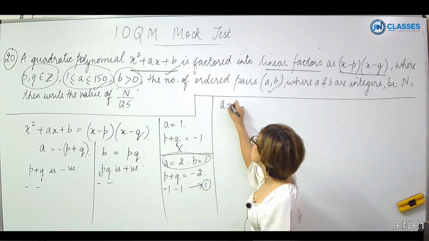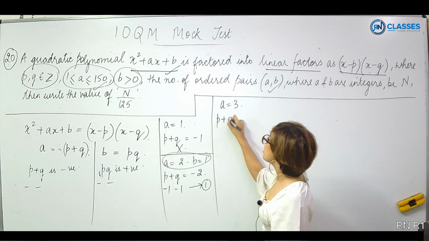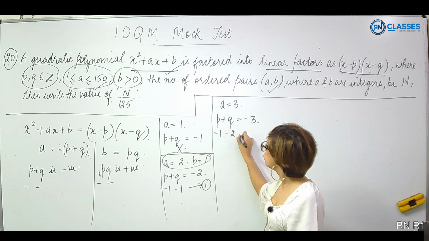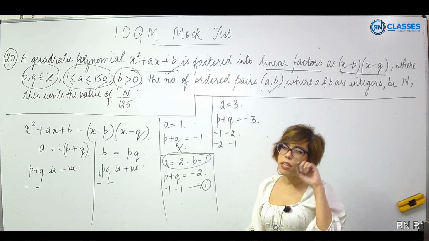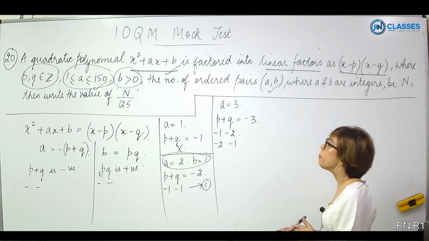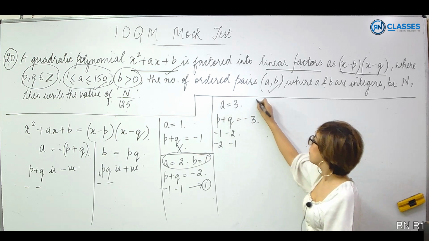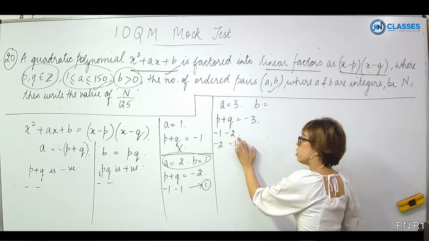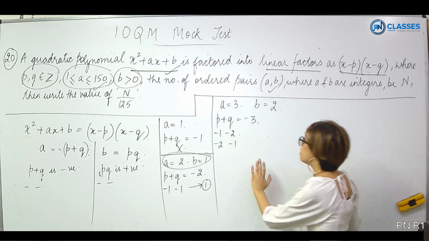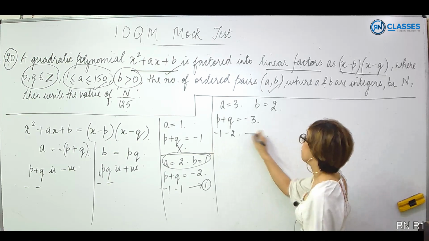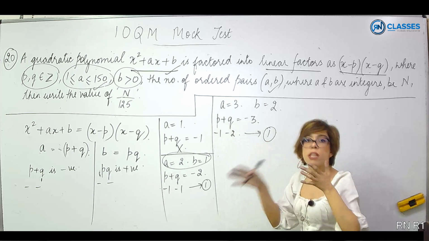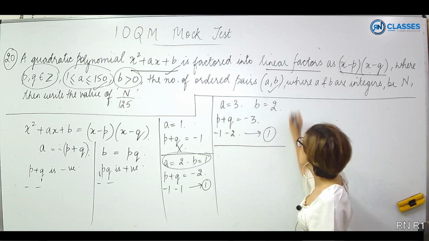Next, let me put A as 3. Then A is 3, P plus Q is equal to minus 3. Possible cases: I can have minus 1, minus 2. Then I have minus 2, minus 1. Now, in this case, I need to have the possible ordered pairs A comma B. So A is 3, B is 2. In this case also it remains the same. So that means I will just get 1 ordered pair. I cannot interchange the values of this. Why? Because PQ remains the same. It's commutative.